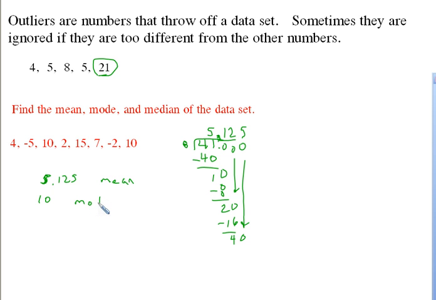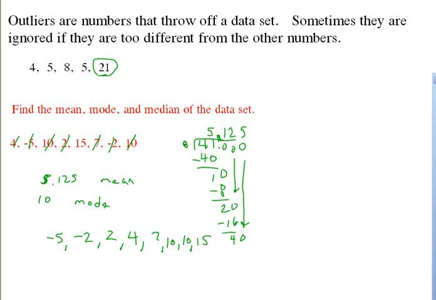Mode is frequently the easiest one of these to do. And median, all you do is you cross them off the way I did before. You've got to reorganize the list, though. What's the lowest number I've got? Negative 5. Negative 2. 2. 4. Oh wait, 7 first. 10. 10 again. And then 15.